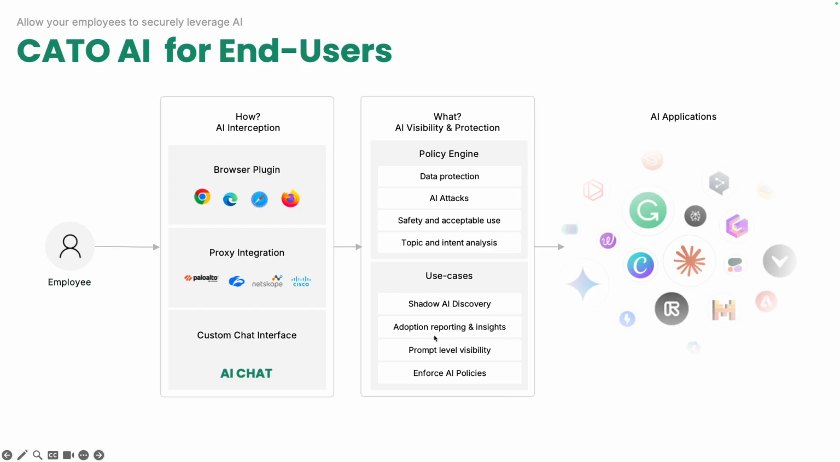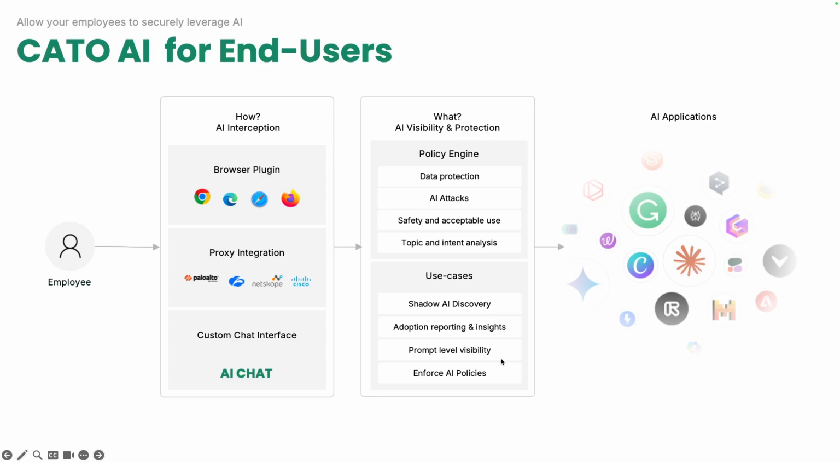The second part is adoption reporting and insight. When you are going to allow your users to use the applications, you will also want reporting and visibility, and you want to track how exactly the rollout of the AI applications is happening, and how effectively users are using those AI applications within your organization.